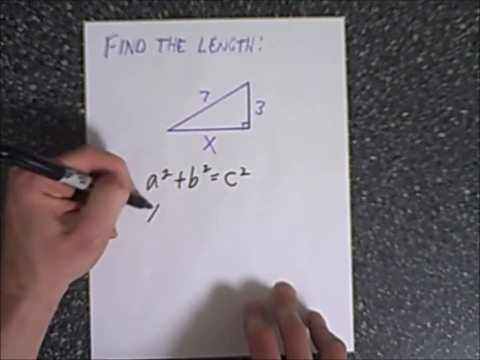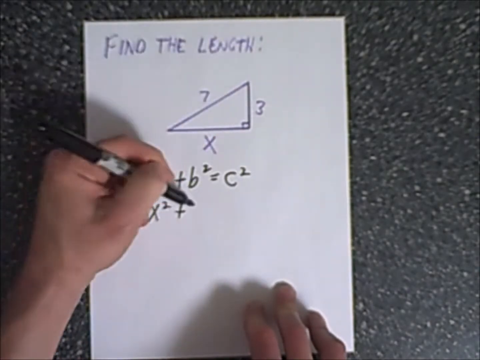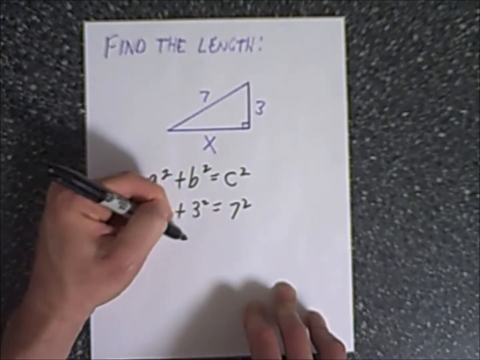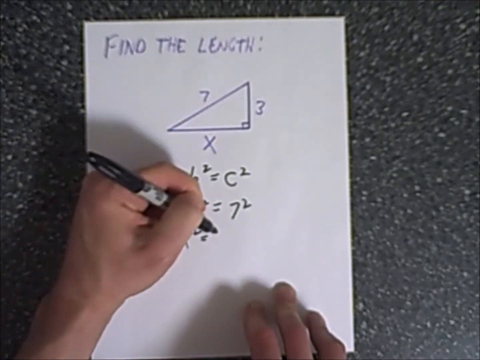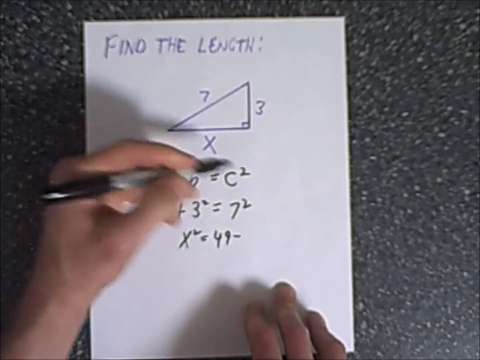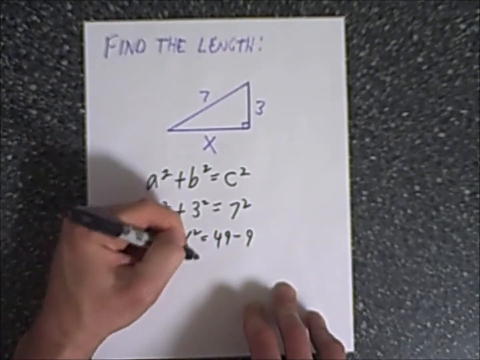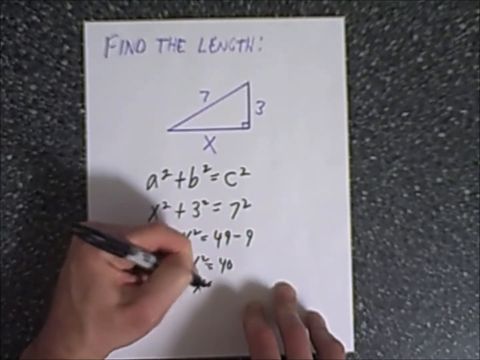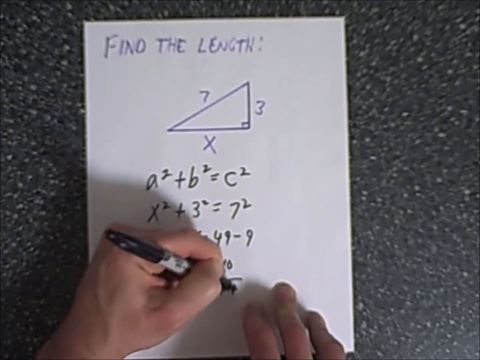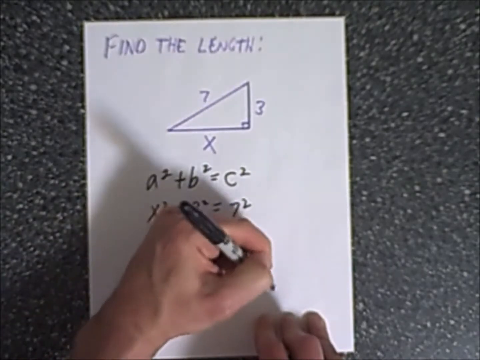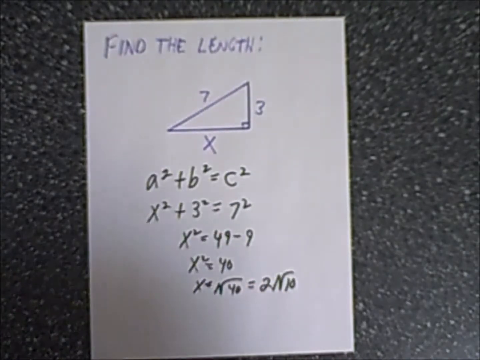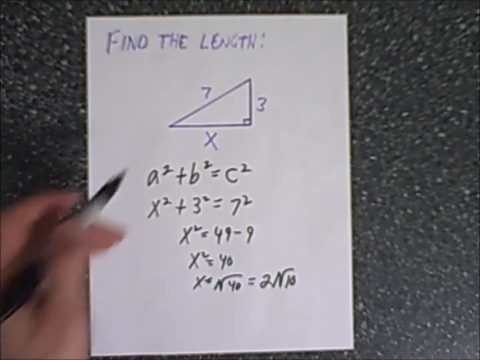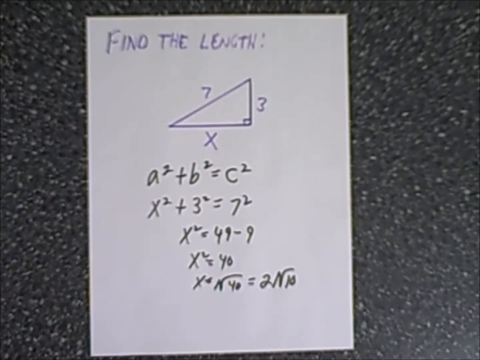So we have x squared for a plus 3 squared for b equals 7 squared. So our answer is x squared equals 49 minus 9, in which case x squared equals 40, and x equals the square root of 40, which equals 2 rad 10. And of course, there's no plus or minus in this case because distance or length has to be a positive number.